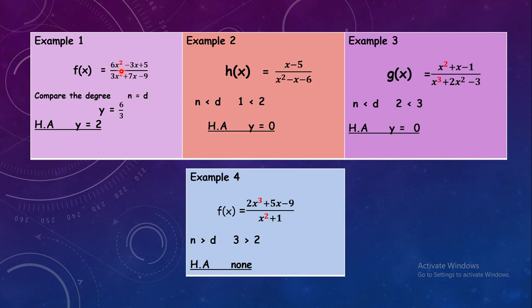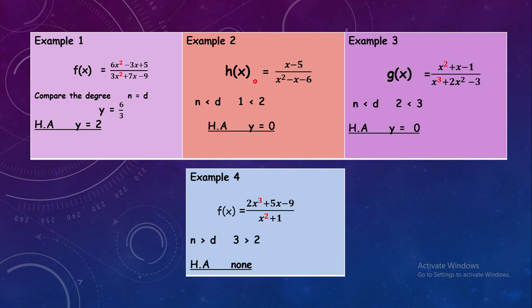So, ang kukunin mo, guys, yung leading coefficient nila. 6 at saka 3. Kaya nga siya 6 over 3. And then, simplified, makukuha natin is 2. So, we have now the horizontal asymptote is 2.